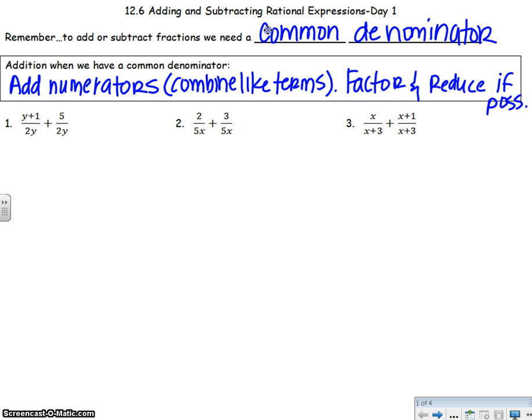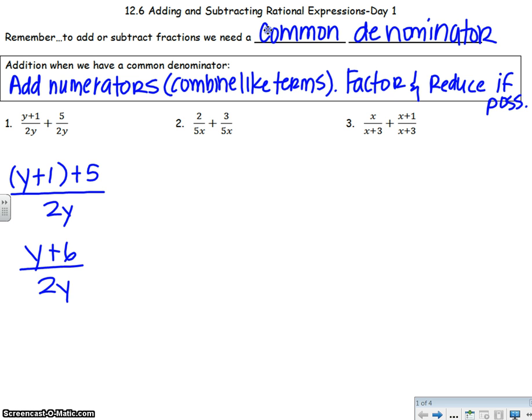Okay, so we look at number 1, we have y plus 1 over 2y plus 5 over 2y. We have a common denominator, so let's just combine our numerators. Y plus 1 plus 5, all over 2y. And then let's combine our like terms, our constants, 1 and 5. So y plus 6 over 2y. We check that there's nothing we can factor out. There is not. And that's our answer. Let's go ahead and do the next one.